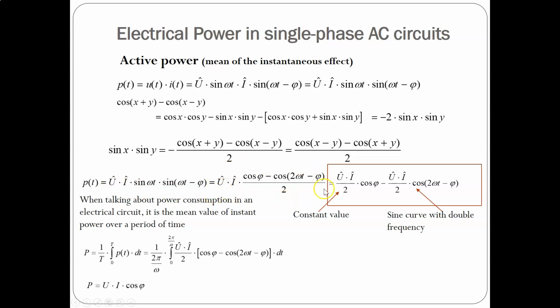What is interesting here is that you can see we have one constant value and one sine curve with double frequency. When talking about power consumption in an electrical circuit, it is the mean value of the instant power over a period of time. So you take the integral over the period, and by doing that, with some calculations, we can come to a very simple expression looking like that.